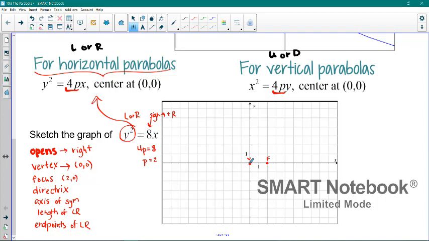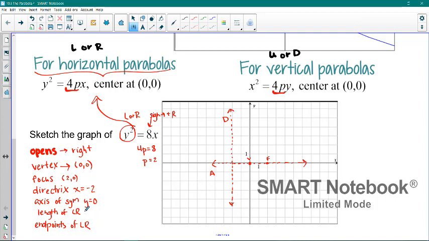The directrix will be the opposite direction. So to the left, 2. The directrix does not intersect the parabola. So if you're wondering how to draw it, you don't want to draw it so it goes into the parabola. You want it to be behind it, so to speak. There's my directrix. That's a line, so it has an equation of x equals -2. My axis of symmetry will be perpendicular to my directrix, passing through the vertex and the focus. That's a horizontal line, so it will have an equation y equals, and it goes through the y-axis at 0.